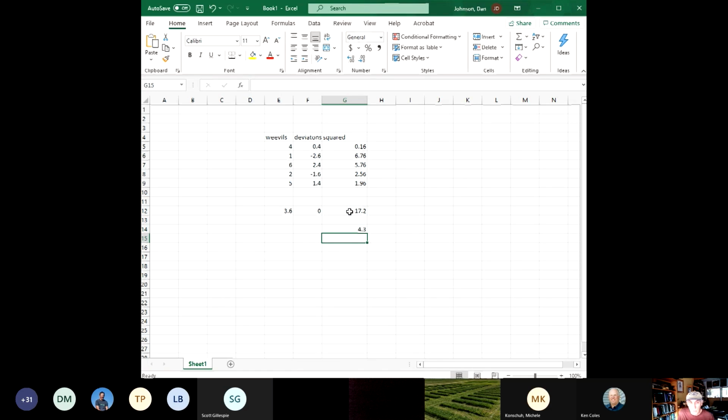So if somebody said, well, you've got an average of 3.6, what's the variance? Well, you can easily calculate it with a spreadsheet like that. I'd be happy to send this to anybody who wanted to. And another measure, the square root of that is the standard deviation. And that divided by the square root of however many samples you took is the standard error.